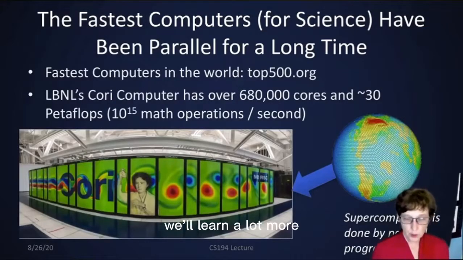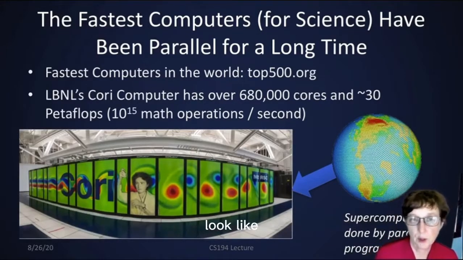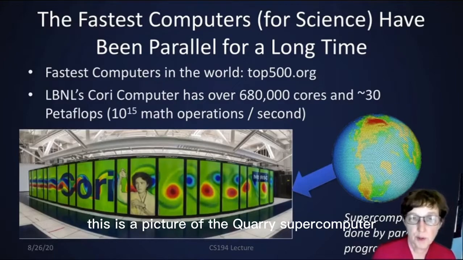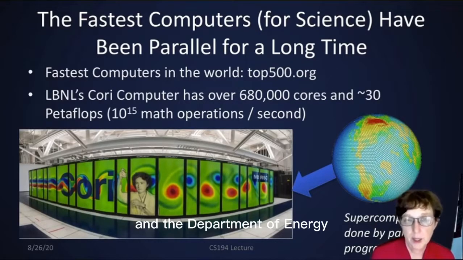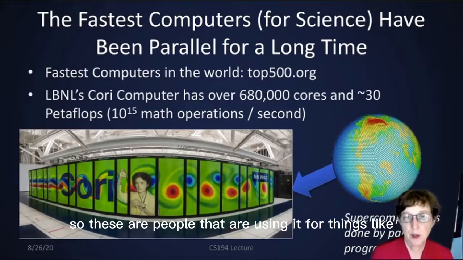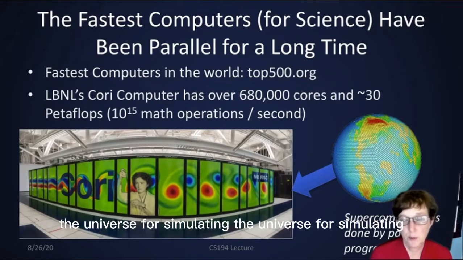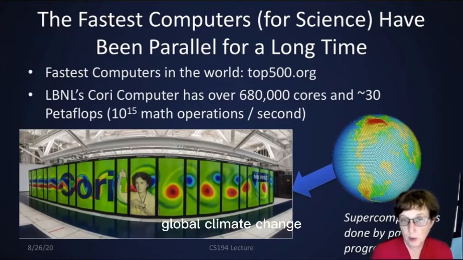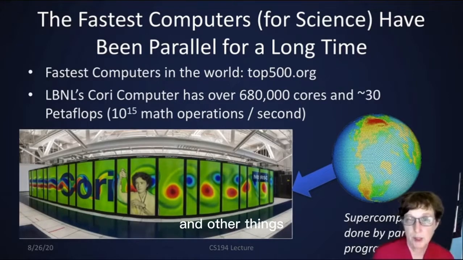Here we'll learn a lot more about these different kinds of computers, but I just wanted to give you a sense of what these look like. Once again, this is a picture of the Cori supercomputer, and it is run basically for the science community and the Department of Energy. So these are people that are using it for things like understanding the universe, simulating the universe, simulating global climate change, for simulating various fluid dynamics problems and other things.